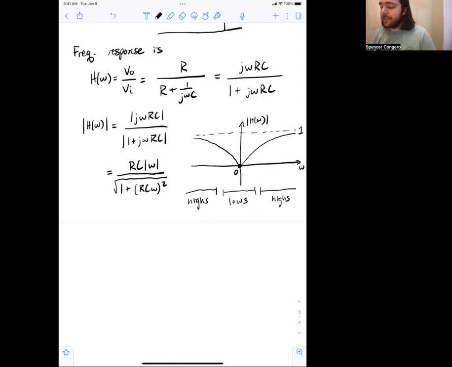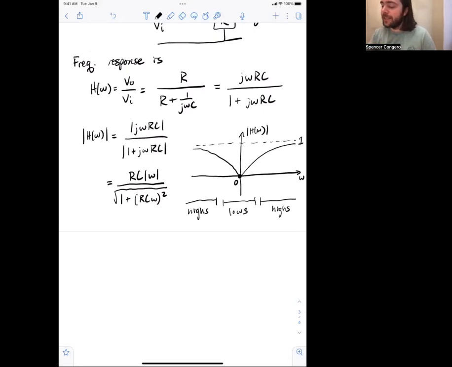All right, and the angle, I'll just leave for you. You can think about that on your own. That's not as important for these filter examples to get across why they're called what they are.